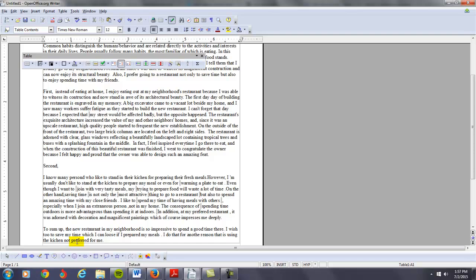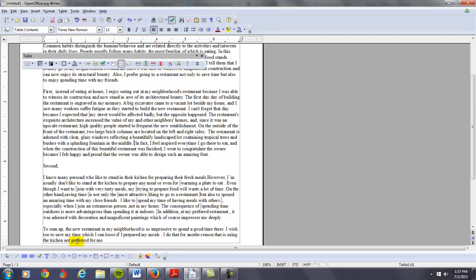On the outside of the front of the restaurant, 2 large brick columns are located on the left and right sides. The restaurant is adorned with clear glass windows reflecting a beautifully landscaped lot containing tropical trees and bushes with a splashing fountain in the middle.